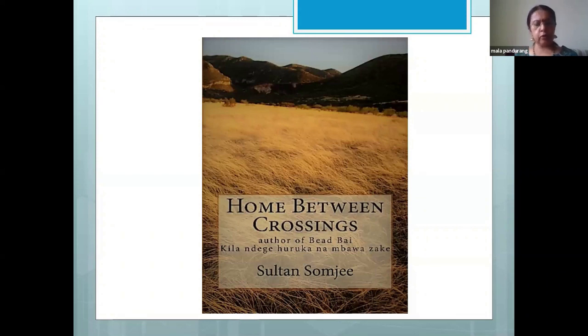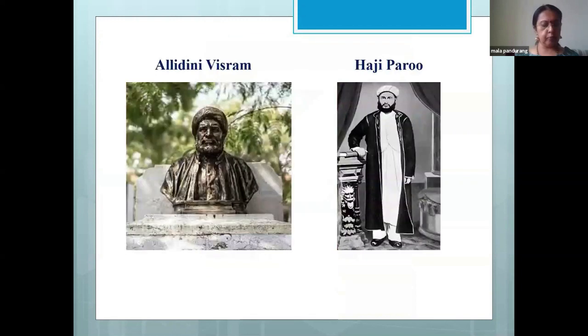Somjee recreates the community of the Satpanth Kojas who have played an indispensable role in the expansion of British imperialist and commercial interests in East Africa. We have, for example, as I put up on the screen, tales of legendary merchants such as Allidina Visram, who arrived in East Africa in 1863 at the age of 12, and Sewa Haji Paroo, who came to be known as the Merchant King of the Coast.